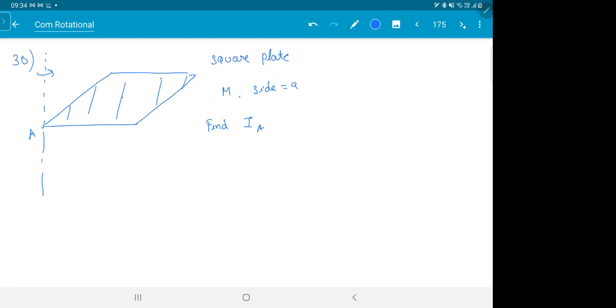Everyone keep your cams on. Any answers? A minute. Again, go back and revise. Square ke formulas, you should remember all this stuff. Where is the center of mass? At the center.